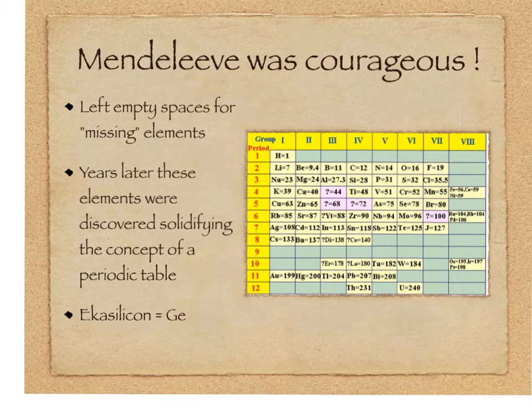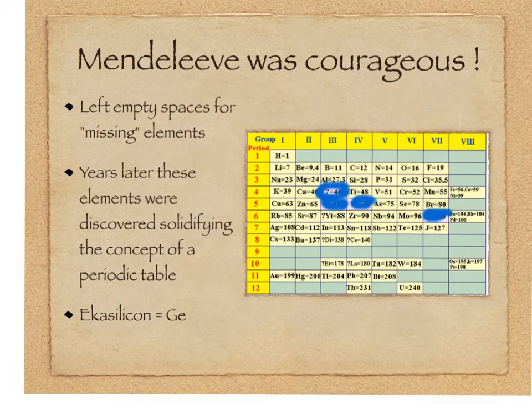And what he did, which was very brave at the time, he left blank spots. Instead of saying, okay, my table doesn't work because there's a hole there, and if I slide everything over now, all the patterns are lost, he said, you know what, I'm going to leave spaces here for elements that I think have not yet been discovered. And years after his initial publishing of his periodic table in about 1870, when these elements were discovered, it was a tremendous boost for this idea of a periodic table.